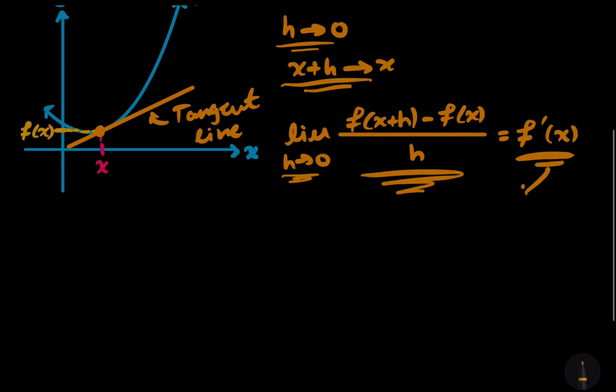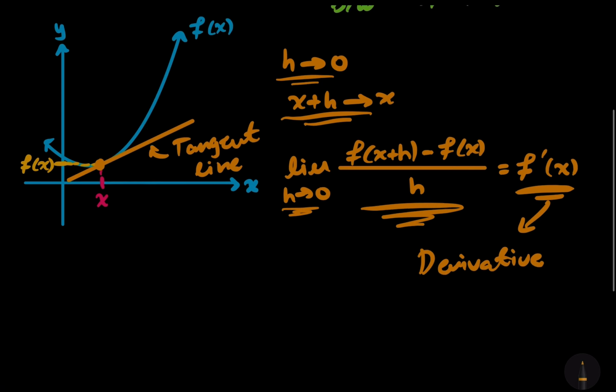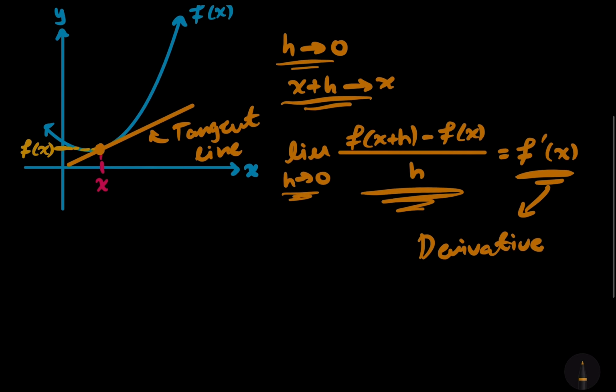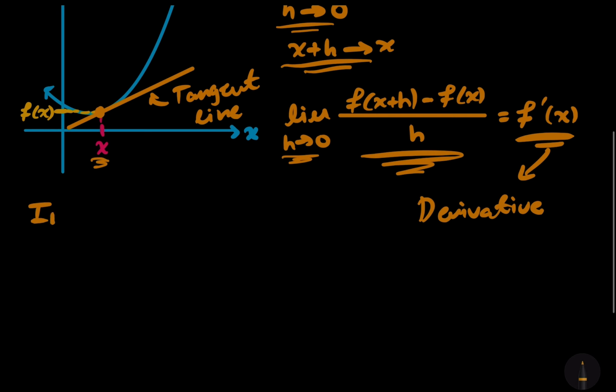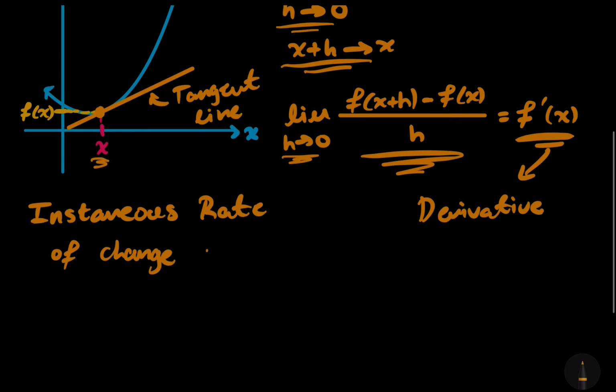So this right over here is what we call the derivative. The way you can think about it, it's the slope of the tangent line to the graph at a given point. So at our point x right over here, if x plus h converges to just x, then we're taking the slope of the tangent line. Or another way to think about it is that this is the instantaneous rate of change of f at x. So essentially, this is the instantaneous slope.